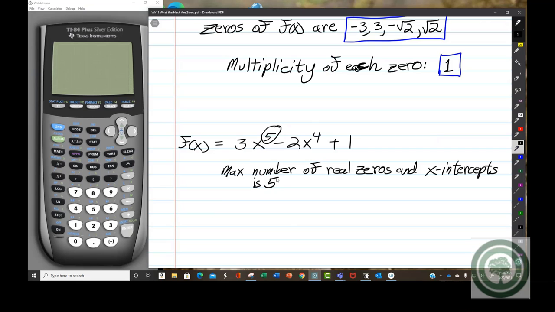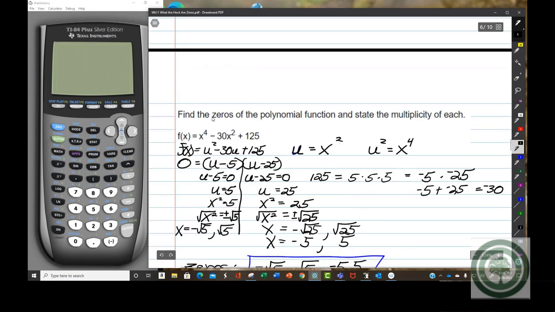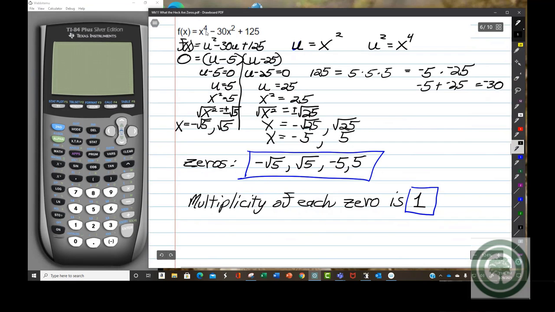Maximum means the most. Same here. Well, we already know it has 4 zeros, but that's the most it can have. Can't have a fifth one anywhere.